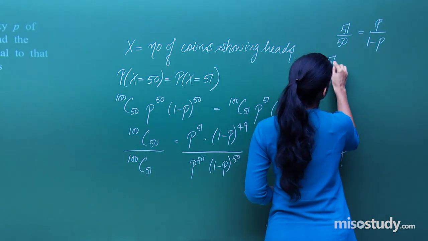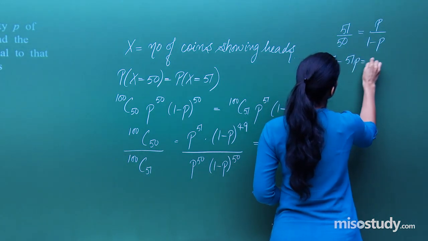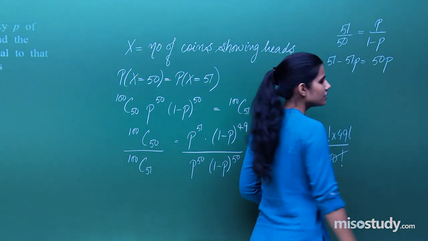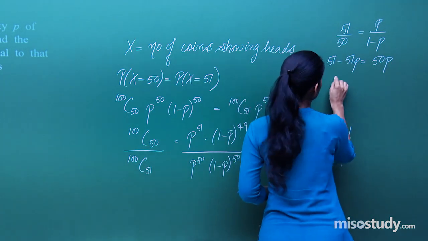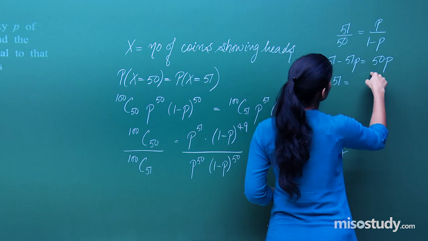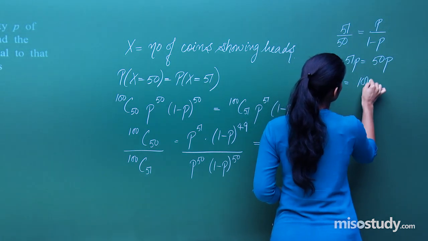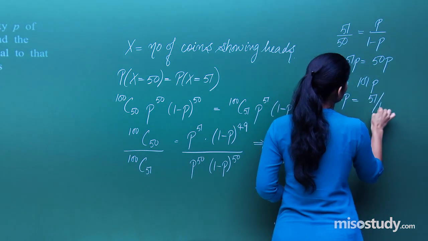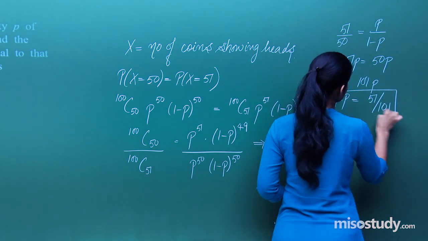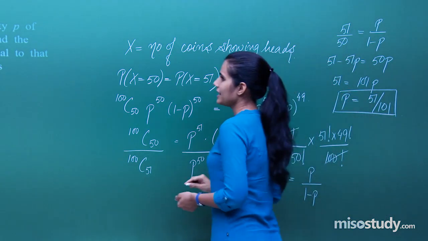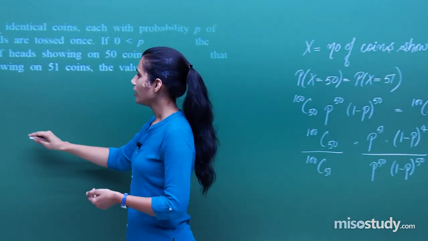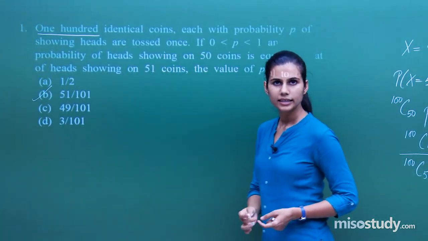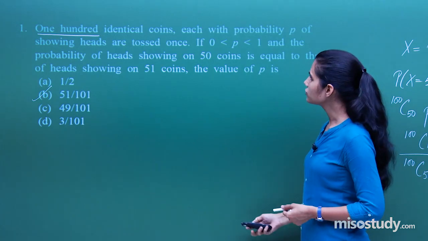So you have 51 minus 51p equals 50p, right? So you have 51 equals 50 plus 51, which is 101p, or p is 51 upon 101. P's value is 51 upon 101. Clear? Let's look at the next question.